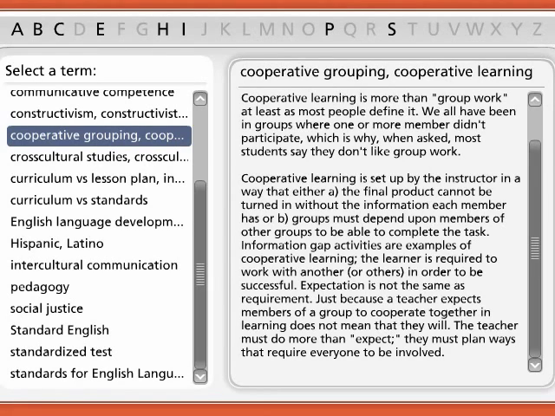Expectation, though, is not the same as requirement. Just because a teacher expects members of a group to cooperate together in learning does not mean that they will. The teacher must do more than expect. They must plan and organize ways that require everyone to be involved.